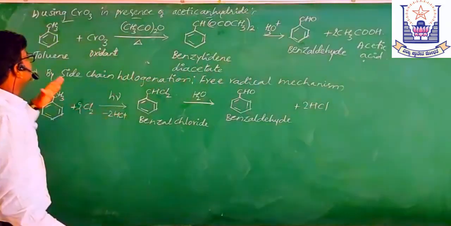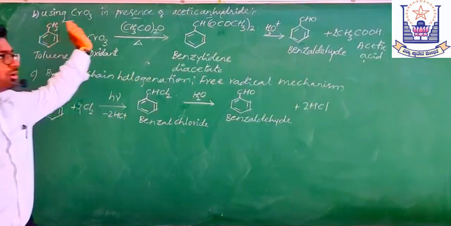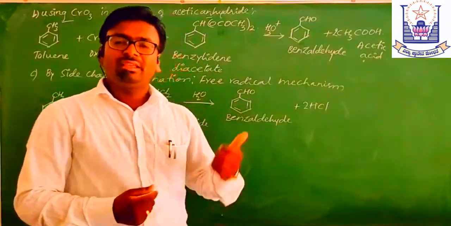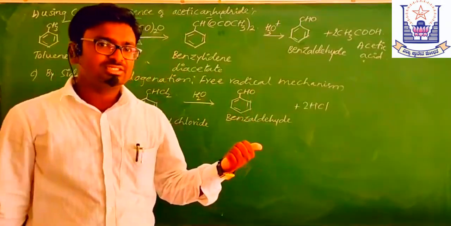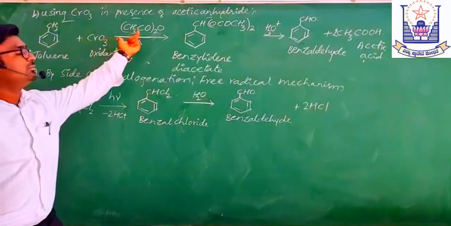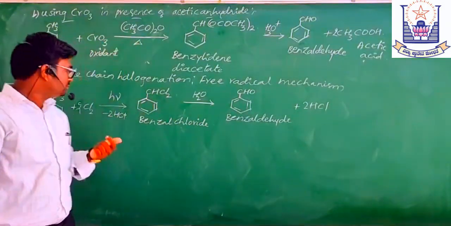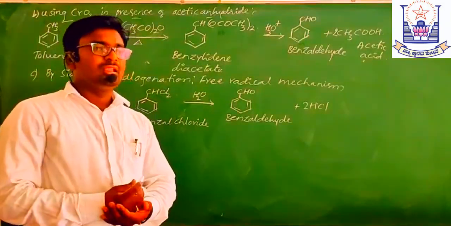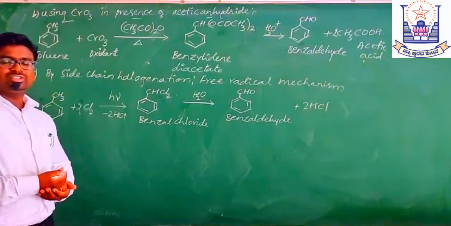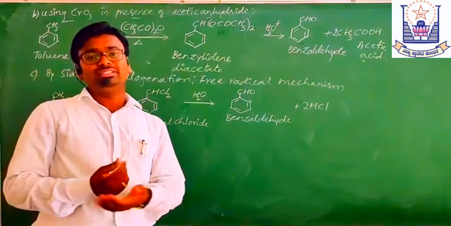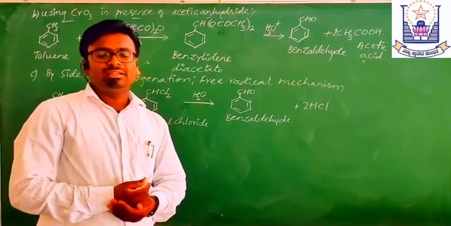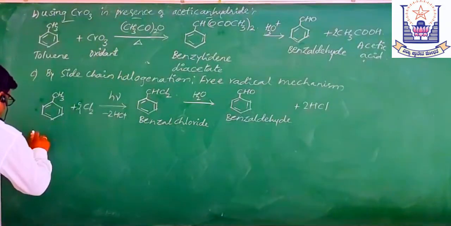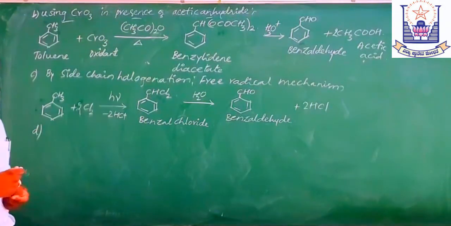In all these cases, we are converting toluene into benzaldehyde by using different reagents. In the first case, Étard reagent is used. Here, CrO3 in the presence of acetic anhydride is used. Here, chlorine in the presence of sunlight is used. And in the next case, we shall convert benzene to benzaldehyde by the Gattermann-Koch reaction. This is the fourth method of preparing benzaldehyde.